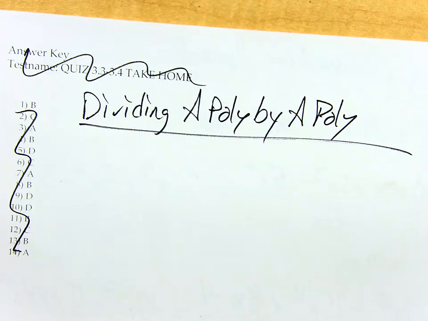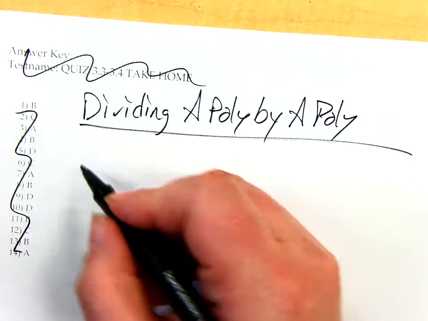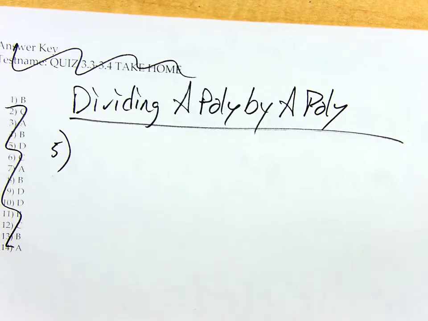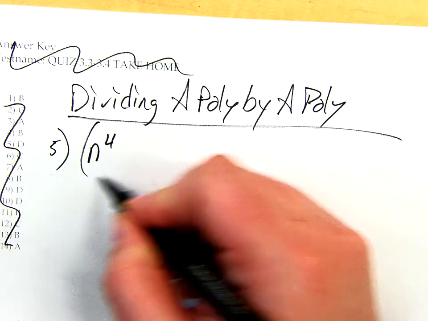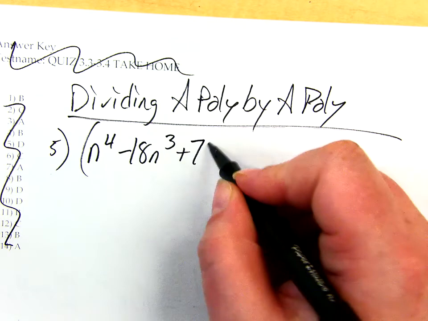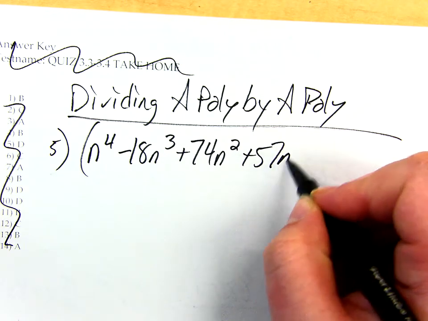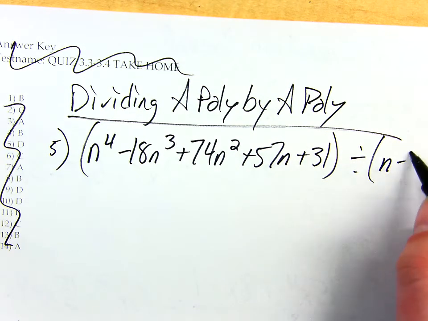Okay, so now we're going to talk about dividing a polynomial by a polynomial. What you want to do before you begin is make sure that both your divisor and your dividend are in standard form. So if we look at number 5 on your practice sheet, I'm just going to recopy it here: n to the fourth minus 18n to the third plus 74n squared plus 57n plus 31. And I'm going to divide this whole thing by n minus 10.